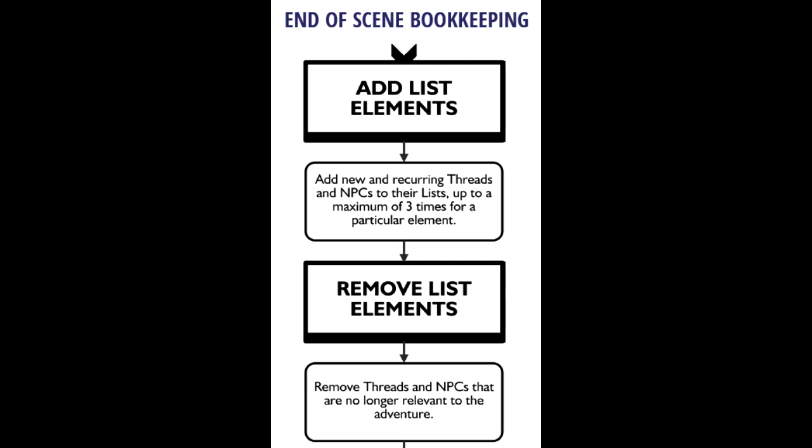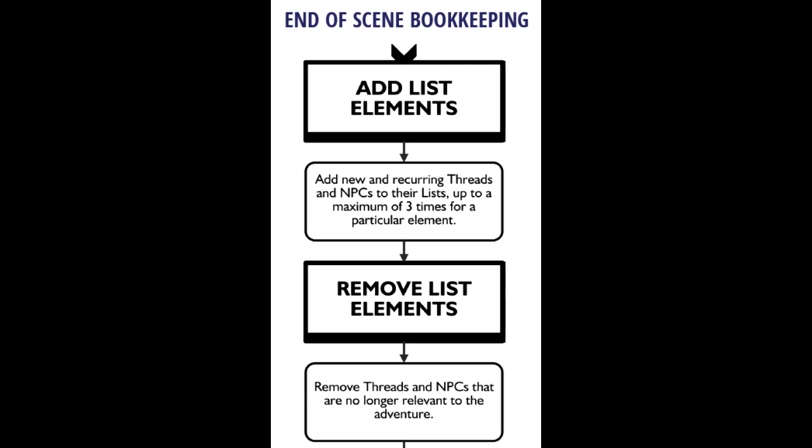The end of a scene is the time to add threats and characters to your lists if they were active in the scene. Think about the scene that just played out and add any threats or non-player characters that seem important to the adventure. If any threats or characters already on a list played a part in the scene, add an entry for them as well. This creates wait lists that make important elements more likely to reappear in your adventure.